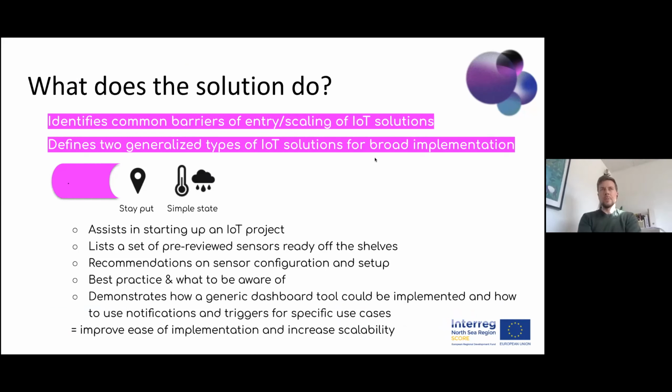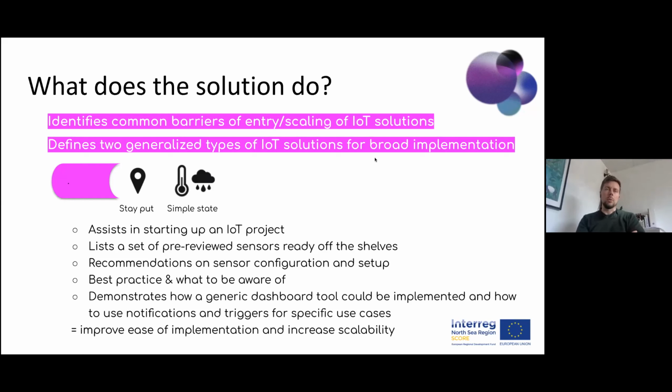We have spent some time identifying some common barriers of entry for using IoT solutions, as well as for scaling IoT solutions. And based on those learnings, we've defined two general types of IoT solutions that can be implemented broadly in the organization in a lot of different use cases and contexts.